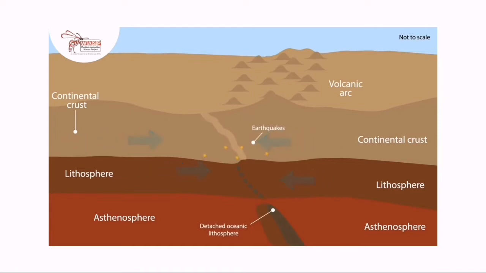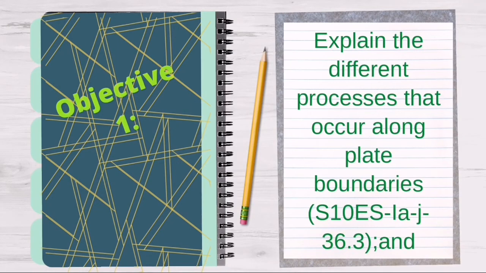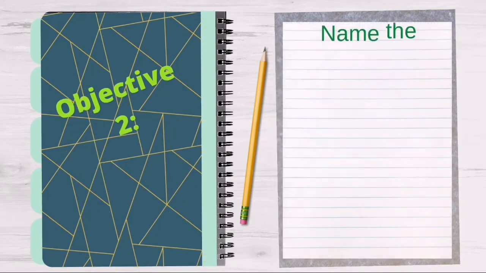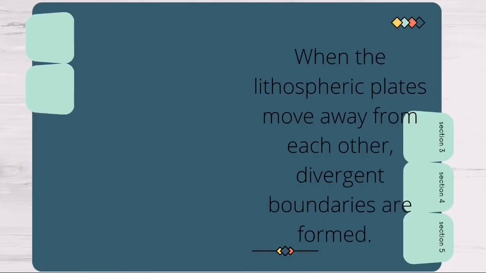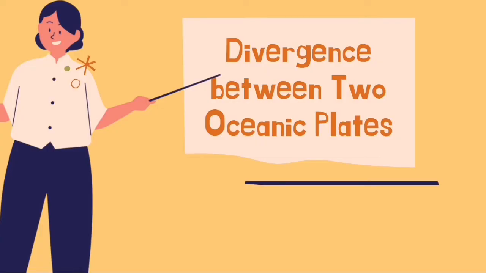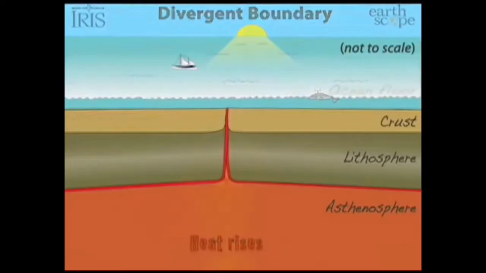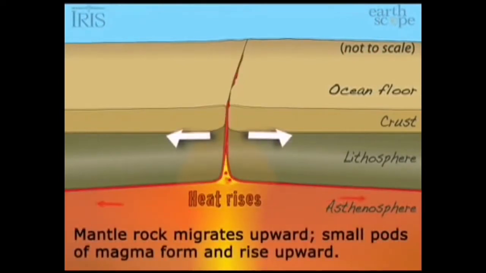Now let us continue our video lesson on the processes and landforms along plate boundaries. The objectives of today's lessons are: explain the different processes that occur along plate boundaries, and name the landforms produced in each type of plate boundary. Divergent plate boundary. When the lithospheric plates move away from each other, divergent boundaries are formed. If the divergence happens in two oceanic plates, it can lead to the formation of oceanic ridges and rift valley.